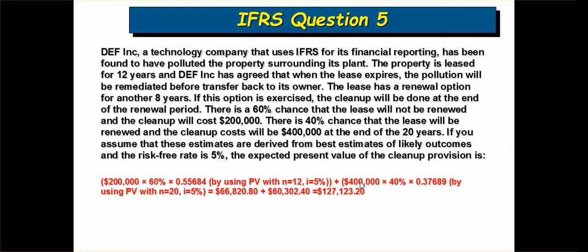we get 66,820. But there's a 40% chance we will renew. So 40% chance times the 400,000, which is the cost if we do renew to clean it up. We need to get the present value of that. So now we still use the 5%, but now N is equal to 20 because it's 20 years down the line. So that would give us a present value factor of 3.37689. So 40% times 400,000 times the present value factor, and we get 60,302.40. Add those two up, and we get the total provision for the cleanup cost of $127,123.20. And that's all of the questions we have.